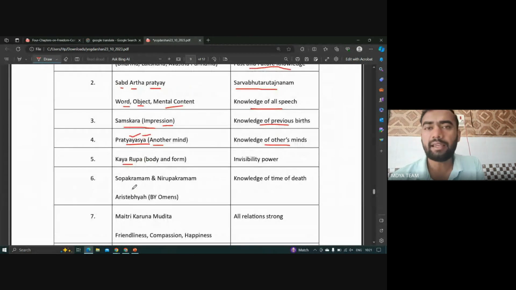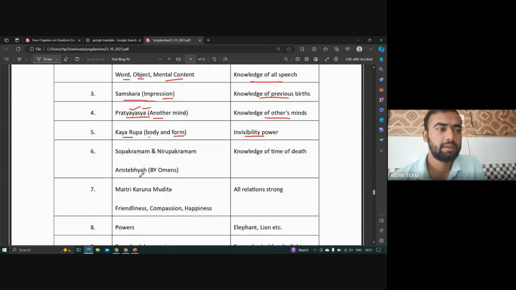Next is the Kaya and the Rupa. Kaya meaning body and Rupa meaning form. If a yogi does Sanyama on the body and the form, then he will get the invisibility power. He can be invisible.